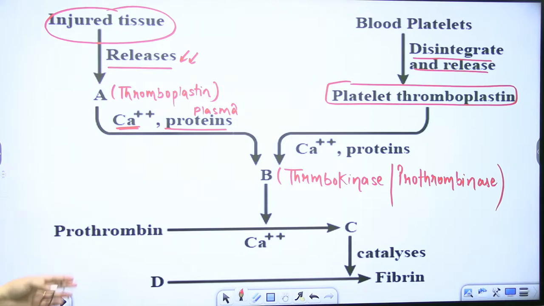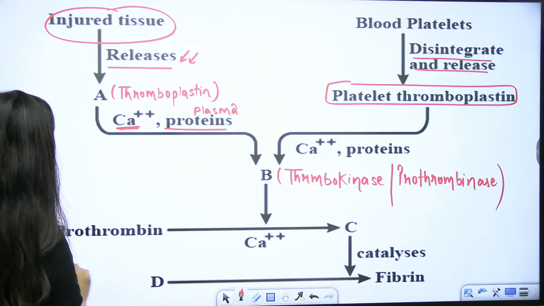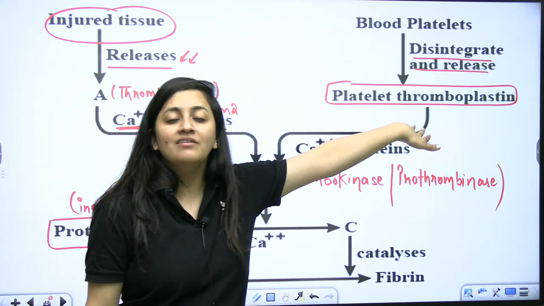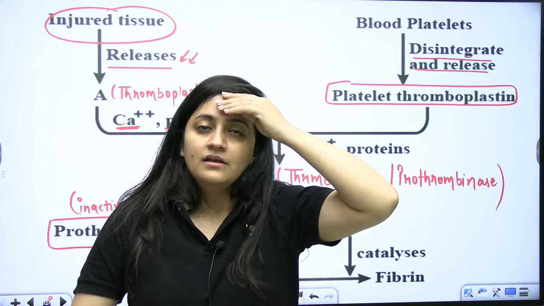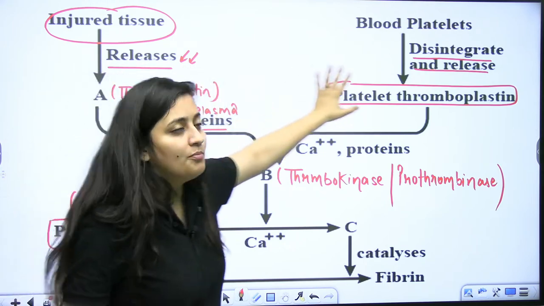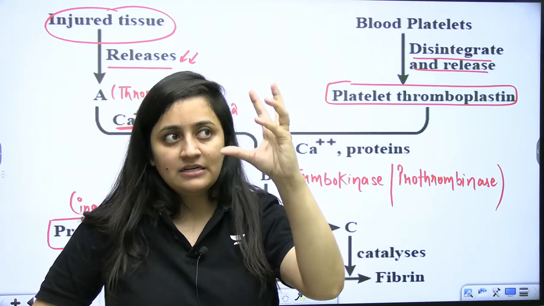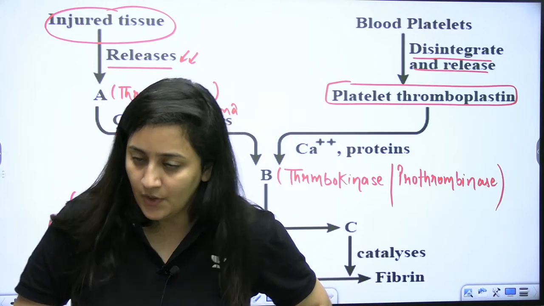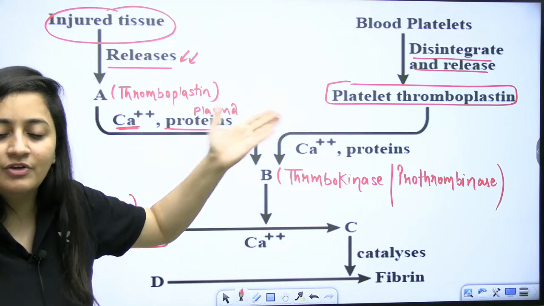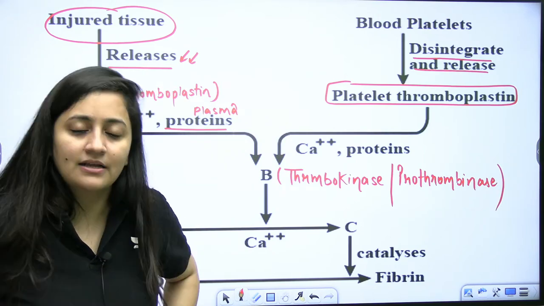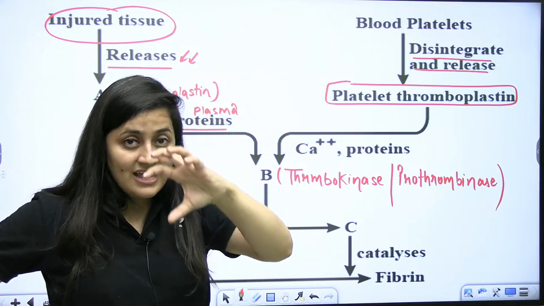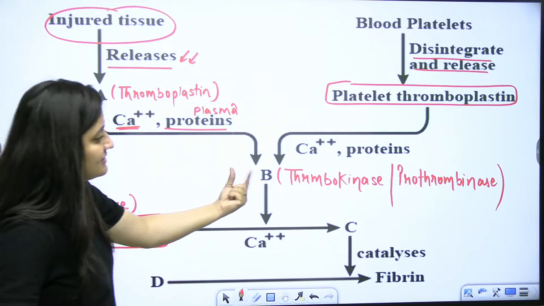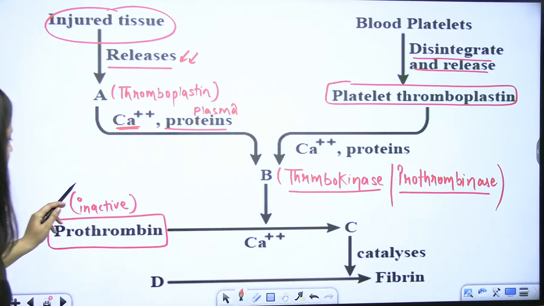So now, this thrombokinase, prothrombinase. In the blood we also have prothrombin, which is inactive. And let me tell you, along with thromboplastin, serotonin will also be released. Serotonin is the blood vessel constrictor, which will constrict the blood vessel so that blood flow is reduced. The chemicals which can inactivate heparin will also be released. Clear?